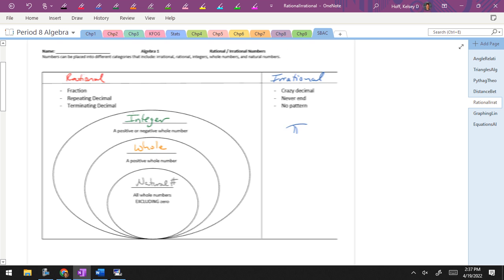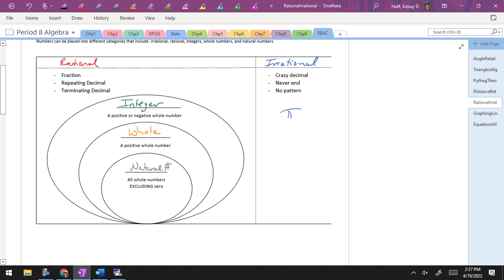So if I gave you a number like -3, if I want you to list every category it belongs to, what's the first thing you check? Is it rational or irrational? Rational. Because you say yes to rational, then you check. Is it an integer? Yes. Because you said yes, then you check. Is it a whole number? No. So -3 is rational and an integer.